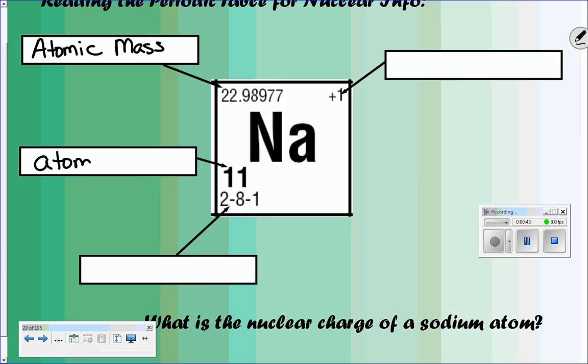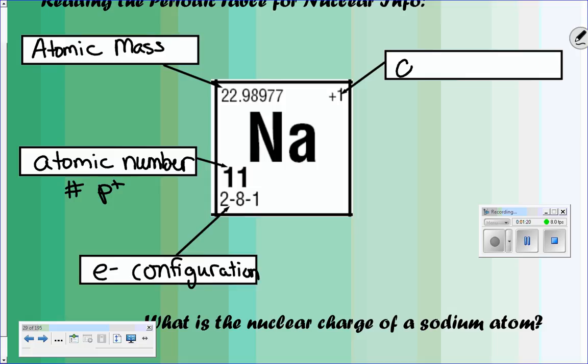We have the atomic number, and this tells us our number of protons. The number below that is our electron configuration. Electrons, as we mentioned, live in these things called energy levels. So this gives us a little bit of an idea of what energy level our different electrons are in. What you'll notice is that the number of protons and electrons should be equal in an atom. So we have 11 for our atomic number. 2 plus 8 plus 1 gives us 11. So we have 11 electrons.